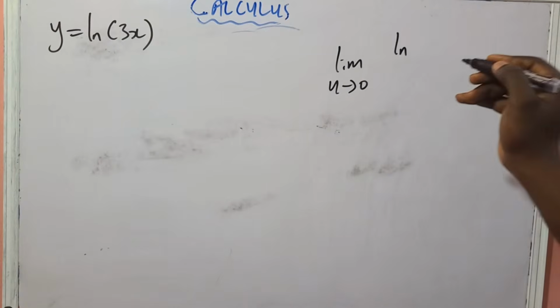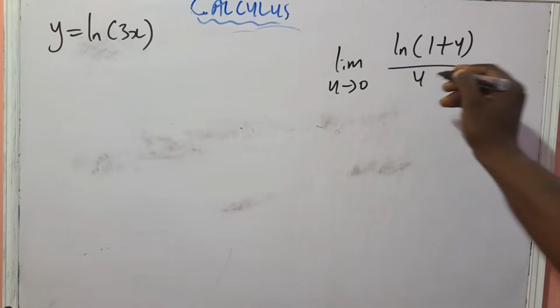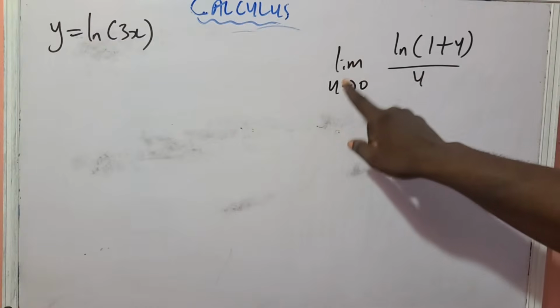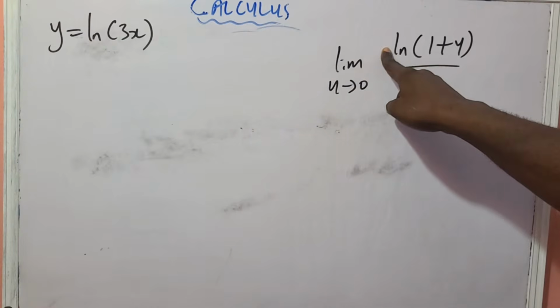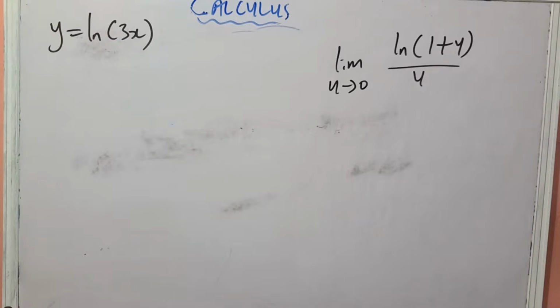Imagine you have the limit of ln(1 plus u) over u. Please try and look at this very well so that you'll be able to understand what's going on. You're taking a limit of u tending to 0 of the natural logarithm of 1 plus u over u. When you see anything of this sort, always know that it's equal to 1. It's an identity I want you to take note of, number 1. So when I call on this whenever we are solving, please don't ask.